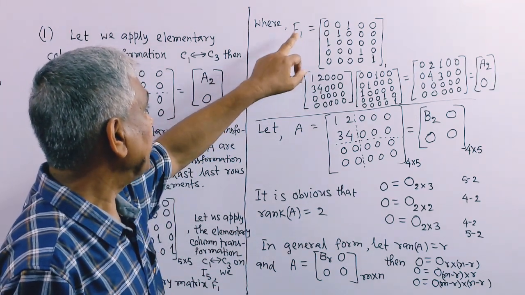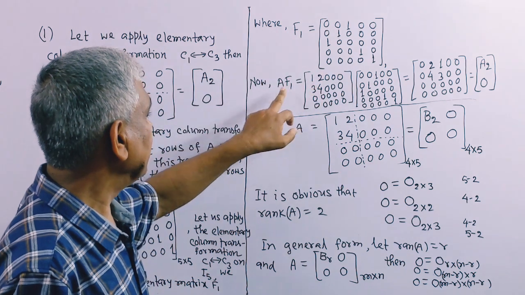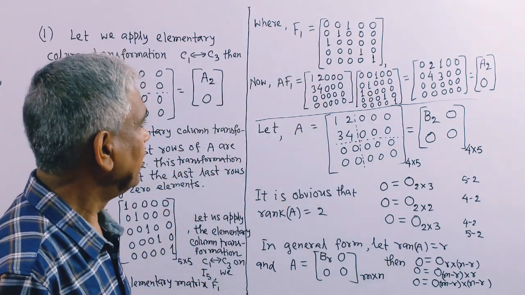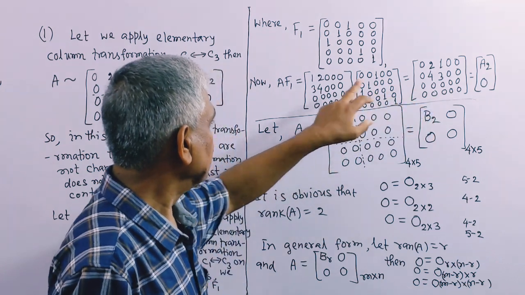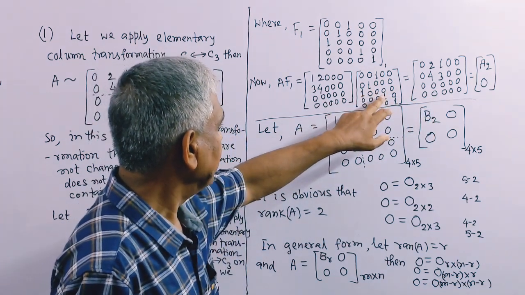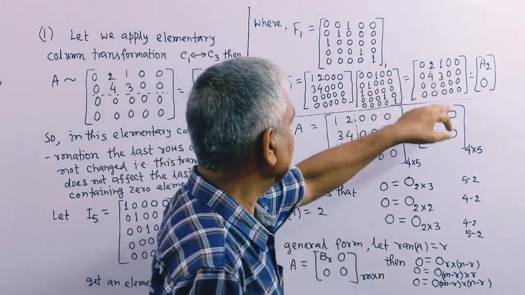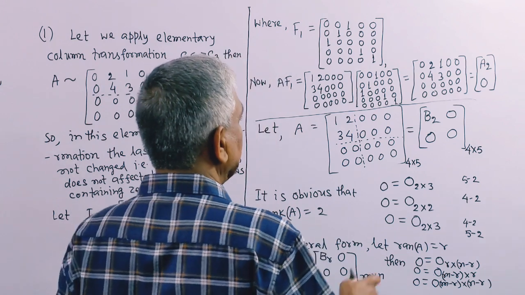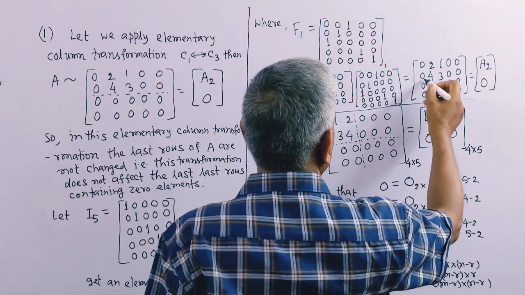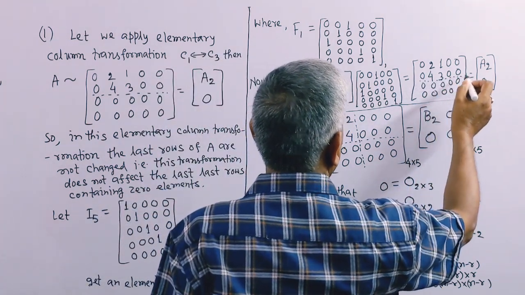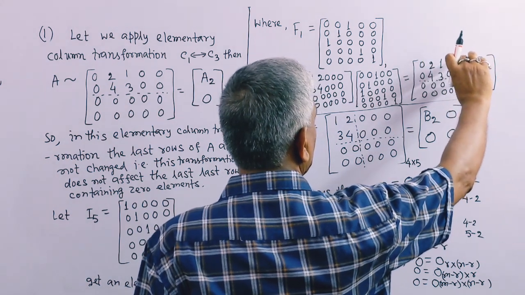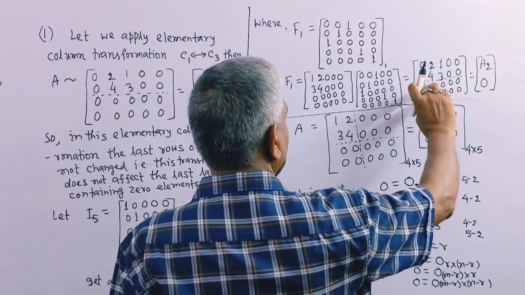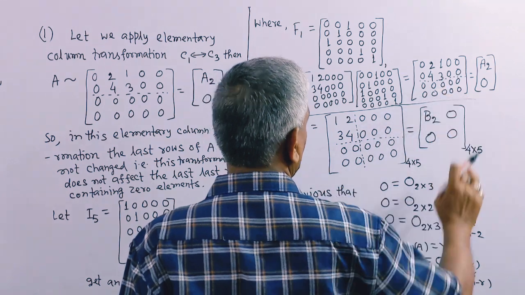Now we post multiply A by F1, and we will get this matrix. This is A, this is F1, and we get this result. And here we see that the first two rows remain non-zero rows and the last two rows are zero rows.